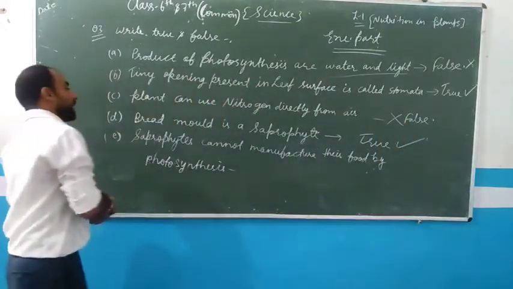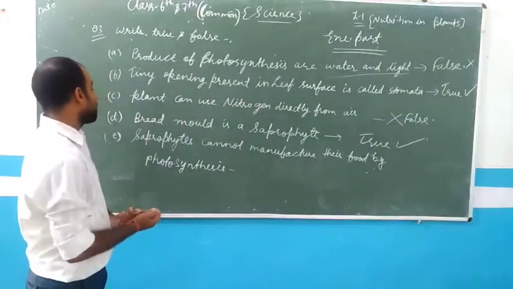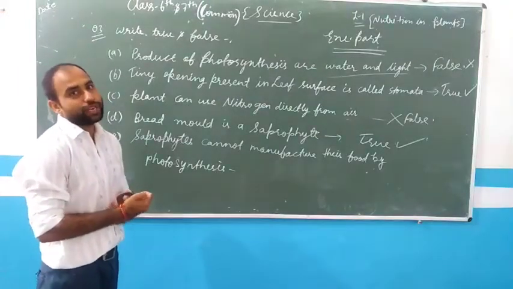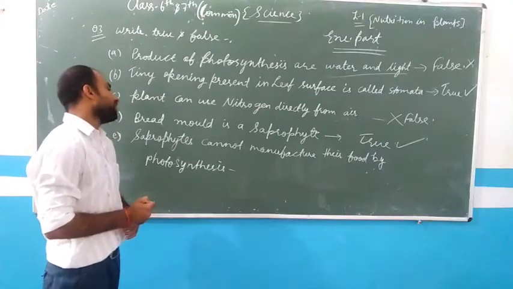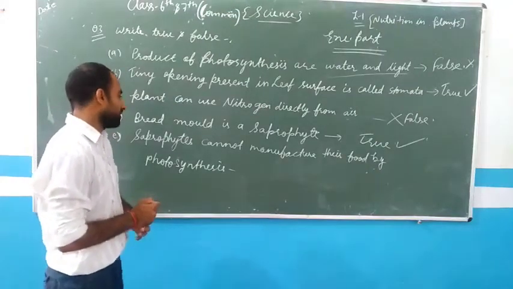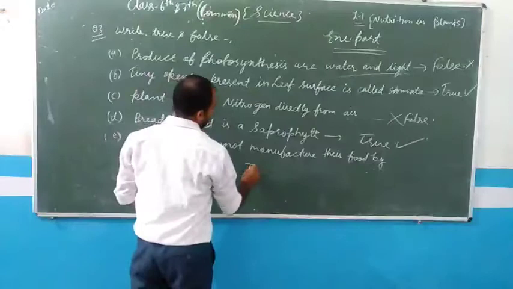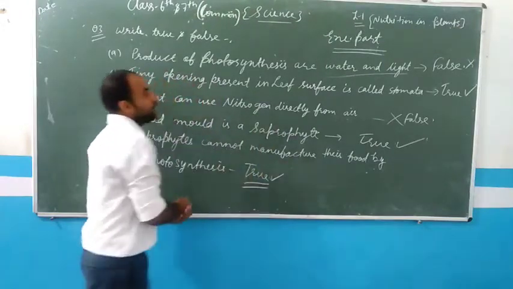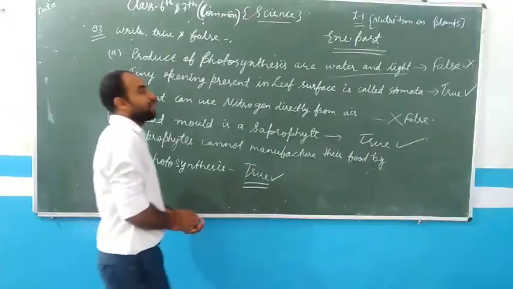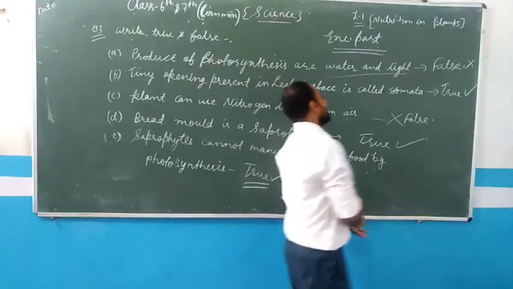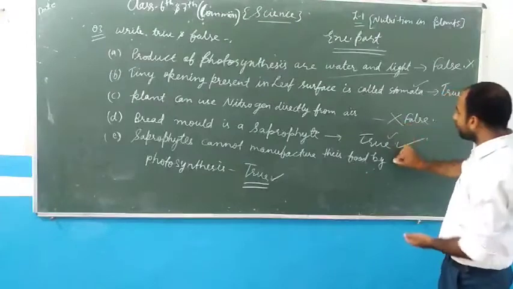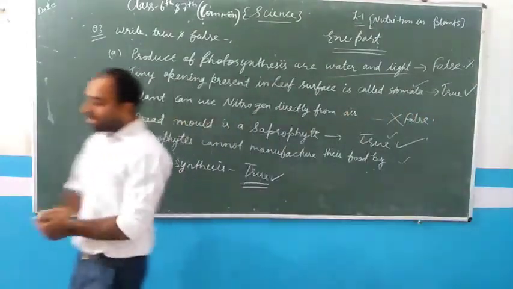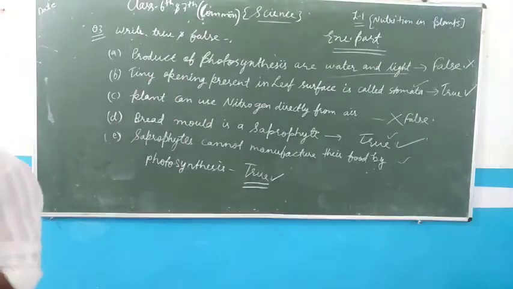Next, saprophytes cannot manufacture their food by photosynthesis. They are not going to prepare their food with the help of photosynthesis. So that is also true. So the first and third are false, and the remaining second, fourth, and fifth are true. So these are the true and false answers given in your book.